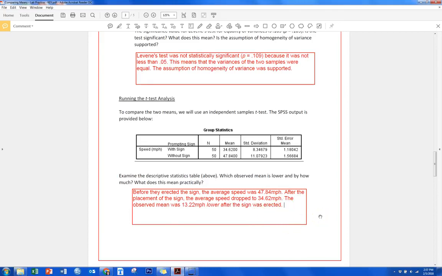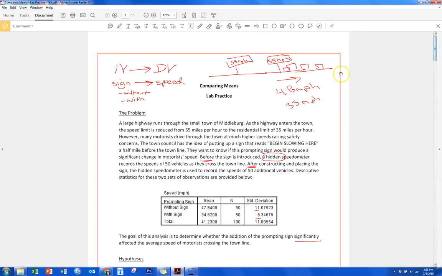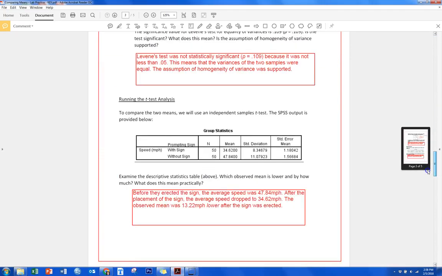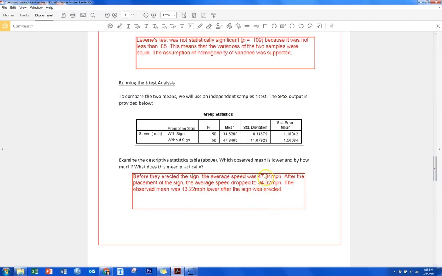So what does this practically mean? It means that it's dropped by, let's see here, over our standard deviations. Our standard deviations range from 8 to 11, so we're going to be over that. So it looks like a pretty substantive drop. 13 miles per hour, it's a decent difference. And it's gone down, well, what else? It went from, let's see, 35 is where they're supposed to be. Right? So they went from well over to just under the speed limit.